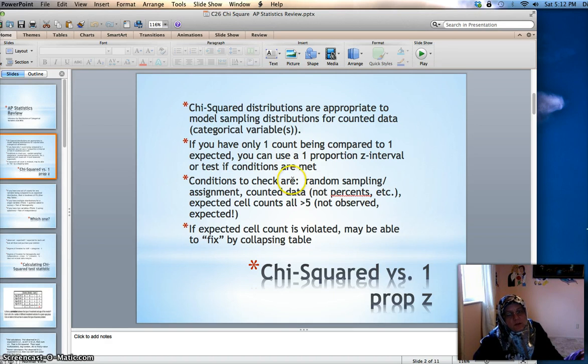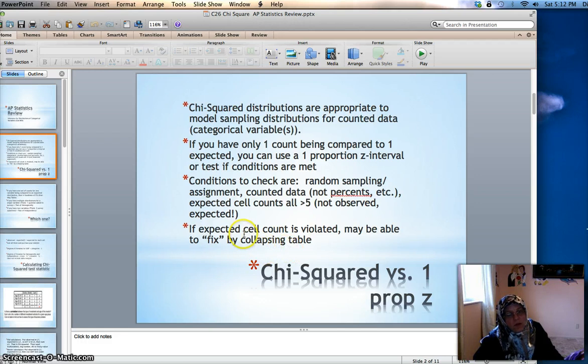Conditions that you need to check for chi-squared inference include that you have random sampling or assignment, that you have counted data, not percents or means or something like that, and that all expected cell counts are greater than 5. We'll talk more about expected in a minute, but when you're checking this condition, you're checking the expected values, not the actual observed values.